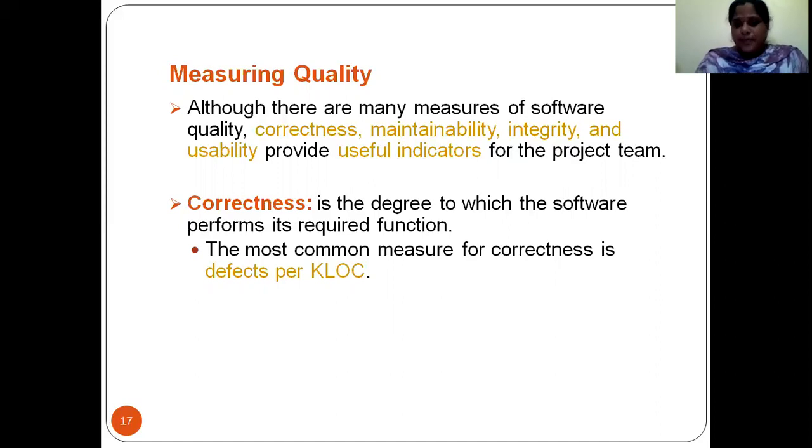Correctness means the performance of the software when you are building it. If the function of the software is done properly, then that project is good. So this comes under correctness. The most common measurement of correctness is defects per lines of code. What defects you are finding for the lines of code all comes under correctness.